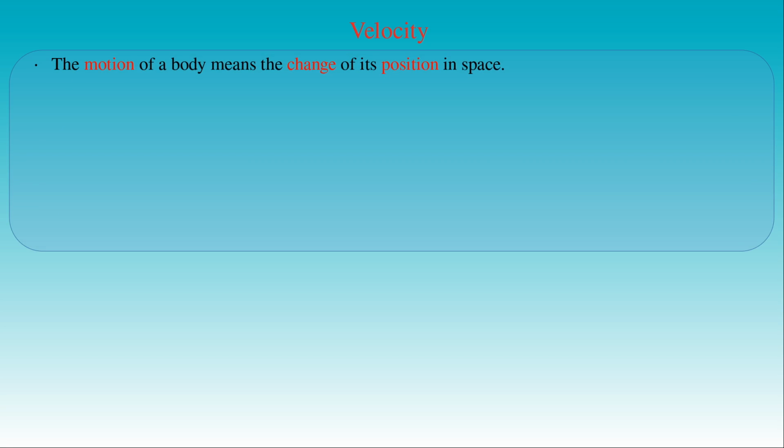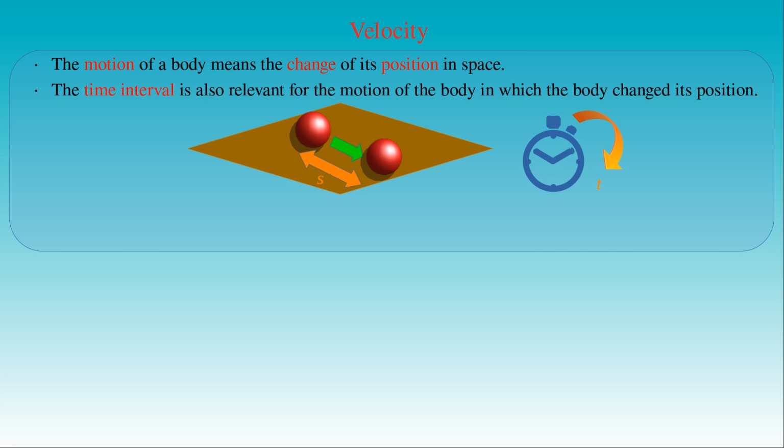The next kinematic quantity we will define is the velocity of moving bodies. We determine the motion of a body as the change of its position in space. If we have a ball on the floor moving from one place to another, we can measure the distance s between the initial and the final positions of the ball. Another relevant quantity in the description of motion is the time interval t in which the body changed its position.